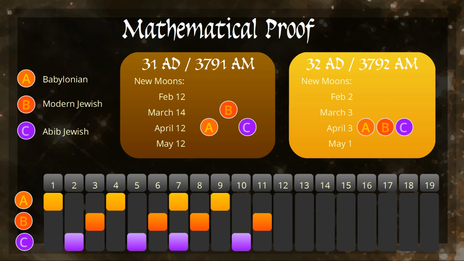In 32 AD or 3792 AM, 12 lunar cycles later occurs on March 3rd. This date is much too early for any of the calendar rules, and so the modern Jewish calendar requires an extra month to push the start of the year to April 1st.